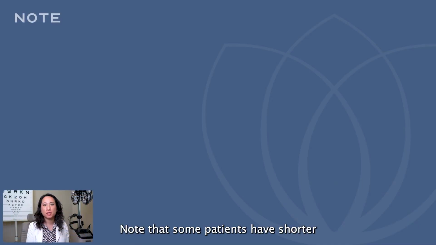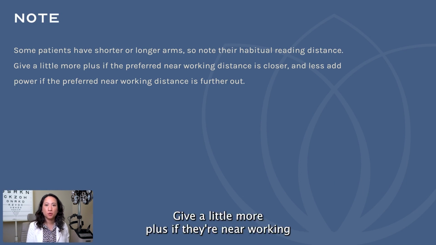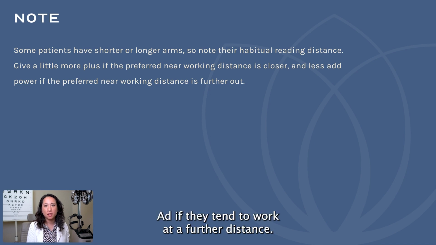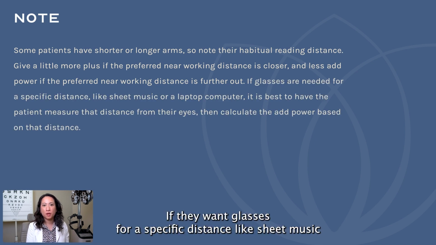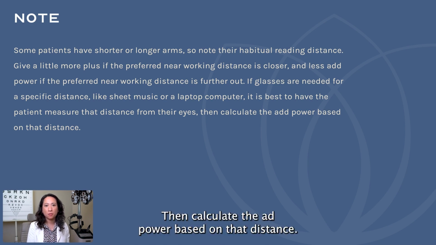Note that some patients have shorter or longer arms, so you may want to see where their habitual reading distance is and prescribe accordingly. Give a little more plus if their near working distance is closer, and less add if they tend to work at a further distance. If they want glasses for a specific distance like sheet music or a laptop computer, it is best to have the patient measure that distance from their eyes, then calculate the add power based on that distance.